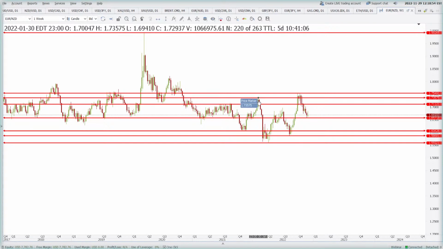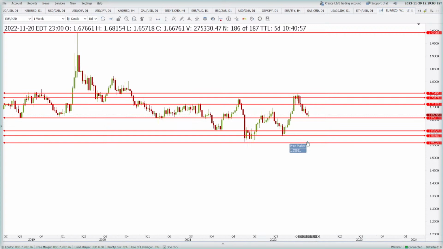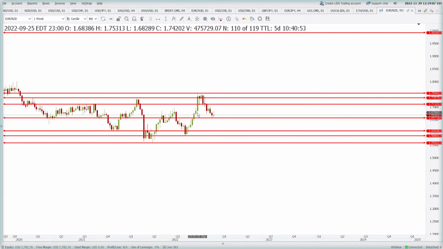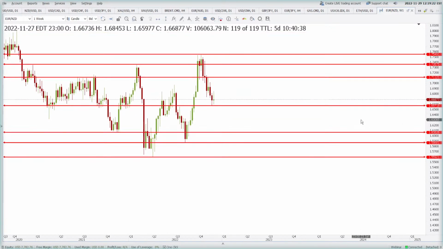Now see, euro became strong against the New Zealand dollar in this week. This is the week of 25th of September, it became stronger than this 30th of January. So now you know that on weekly it is strong, and now it may be coming here to find support. Just saying, this is just a saying as of now.